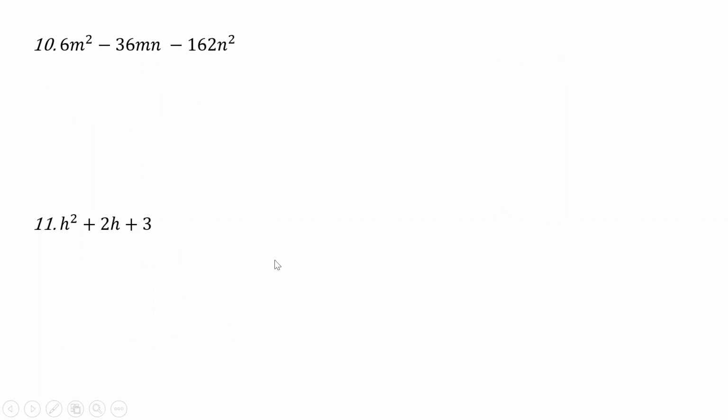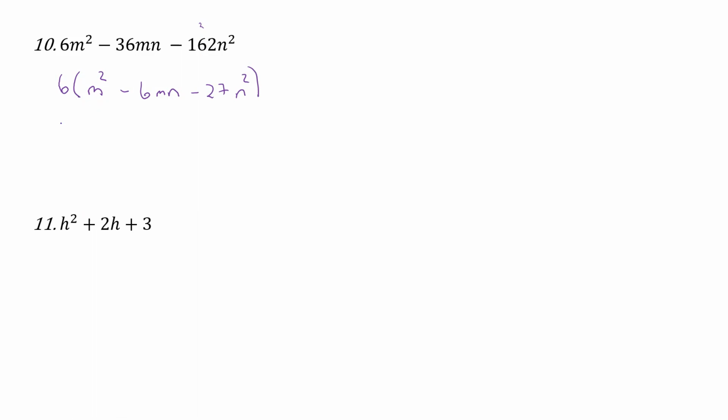All right, so let's look at this one. Now, hey, you know what? We have, again, something that looks like we can divide by 6. So if we pull out a 6, what do we have? Well, 6 divided by 6 is 1, so it's m squared. 36 divided by 6 is 6, mn. And if we take 6 into 162, that's going to give us 27. So that's going to be a minus 27n squared.